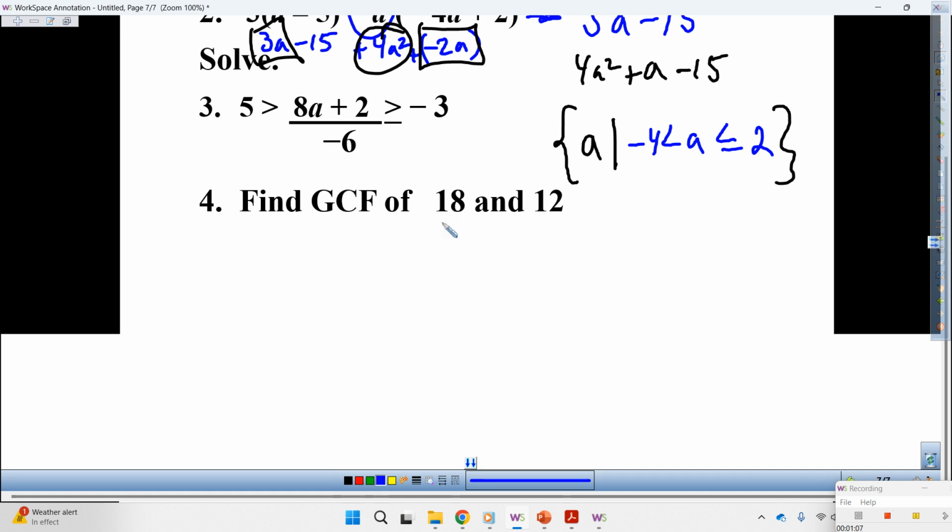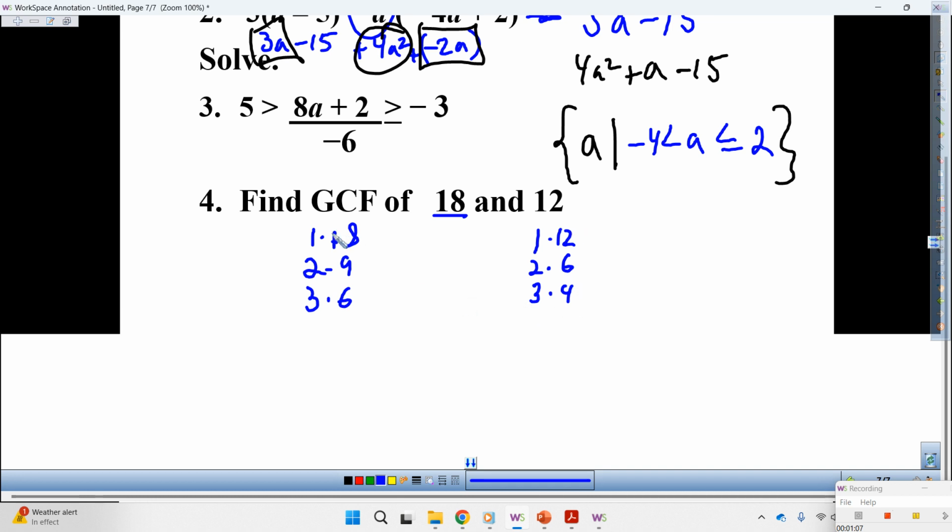I want you to think of 2 numbers that multiply to give my number 18. What 2 numbers give us 18 when you multiply them? 1 times 18, 2 times 9, 3 times 6, 4 times nothing, 5 times nothing, 6 times 3, and they repeat, okay? Let's look at this one. How about 12? 1 times 12, 2 times 6, 3 times 4, 4 times 3, and then they repeat, okay?